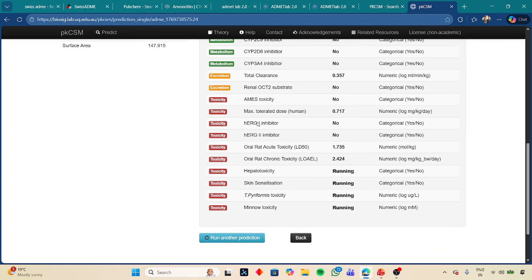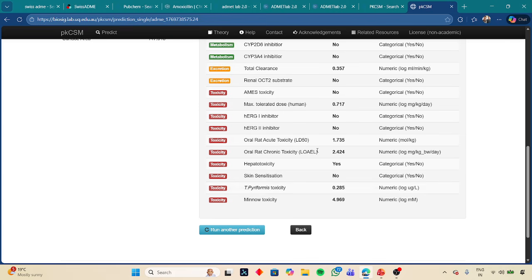So for the toxicity profiling studies, you can see that the max tolerated dose is 0.17. Okay, and the other minnow toxicity is 4.9. Skin sensitization, there is no skin sensitization, but it has an important parameter that is called hepatotoxicity. So it has a liver toxicity effect.